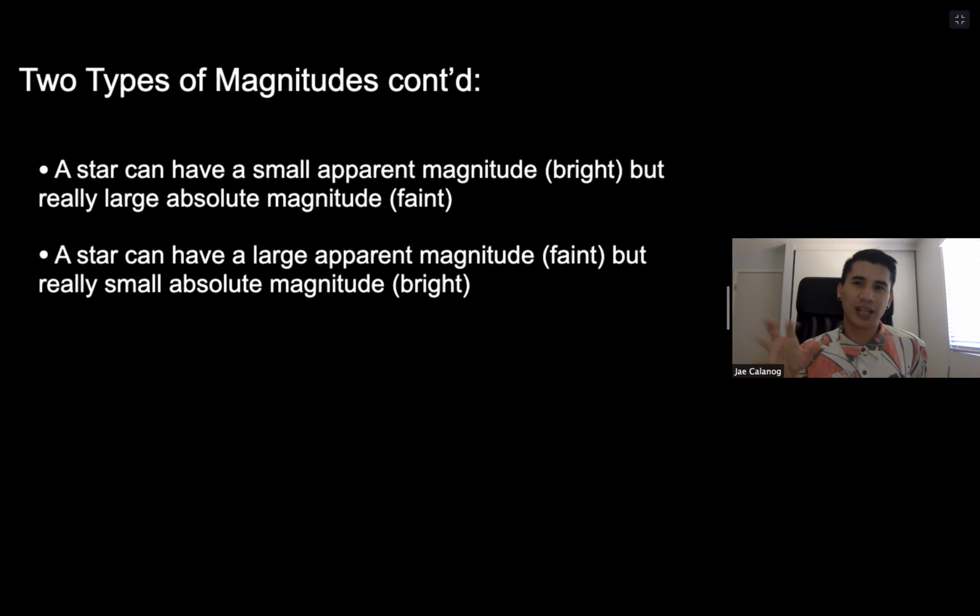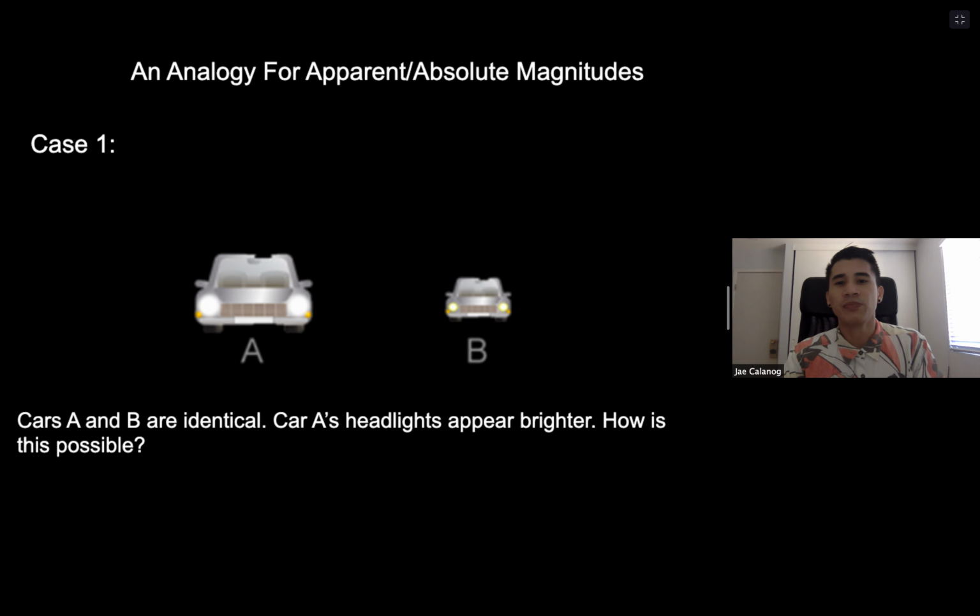Okay, so if that's all confusing, here's another analogy. Instead of using stars, we can use cars. Okay, so here are two cars, car A and car B. They're identical to each other, but for some reason, car A's headlights look brighter relative to how you're seeing them. So how is that possible? Well, the simplest explanation is that car A is closer to us. So in this specific scenario, you would assign car A to have a smaller apparent magnitude, and then you would assign car B to have a larger apparent magnitude.